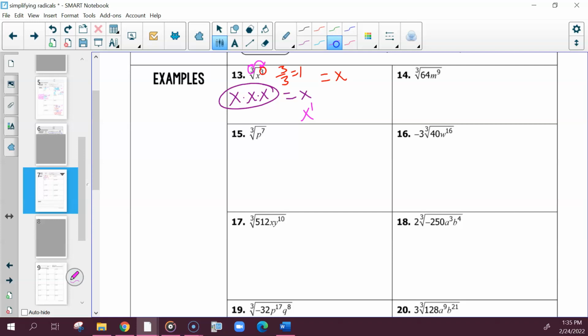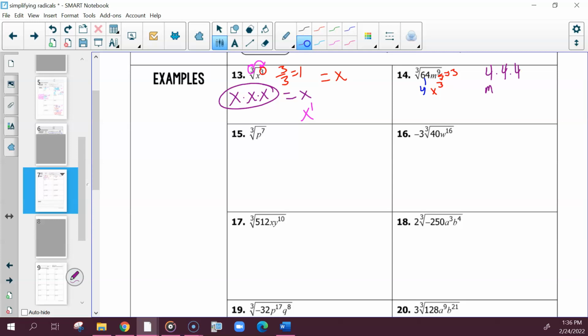Right? For 14, we have the cube root of 64, which is 4, and we have m to the 9th. So if we divide that by 3, that is 3. So we have x to the 3rd, and 4x to the 3rd would be our final answer. Now, if that went too fast, we can do it a different way. So we could think about, we know 4 times 4 times 4 is 64.